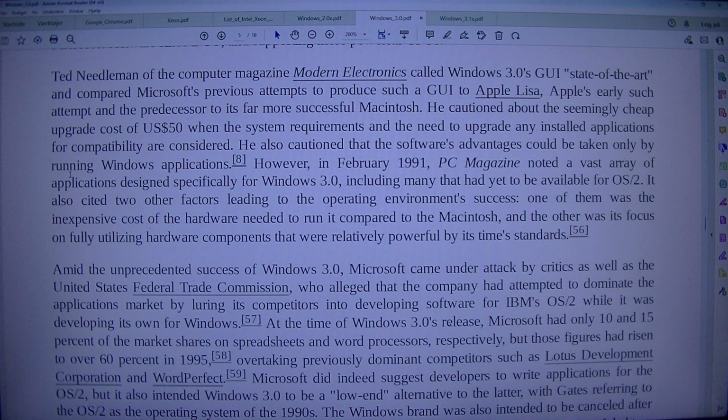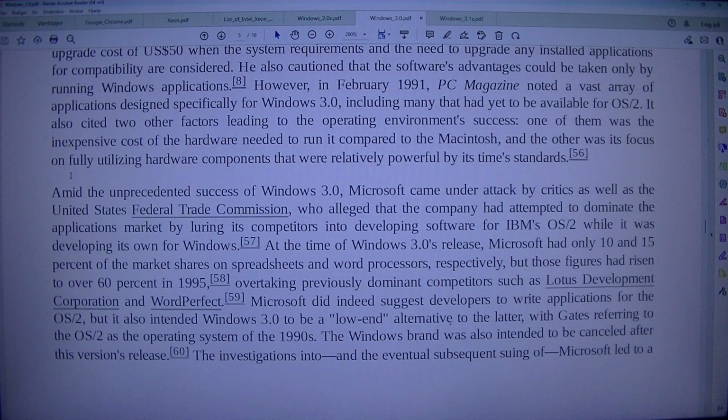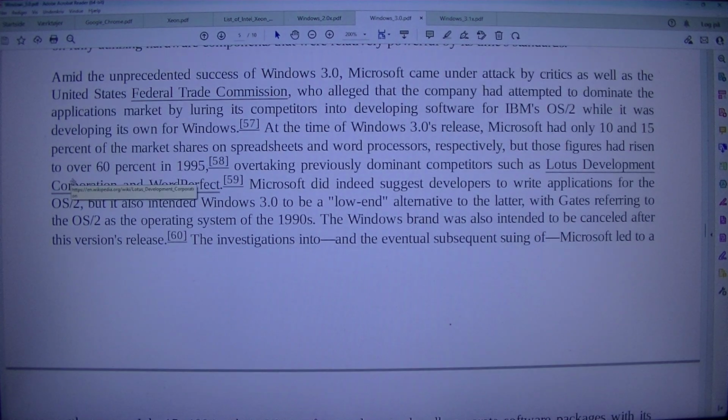Amid the unprecedented success of Windows 3.0, Microsoft came under attack by critics as well as the United States Federal Trade Commission, who alleged that the company had attempted to dominate the applications market by luring its competitors into developing software for IBM's OS/2 while it was developing its own for Windows.